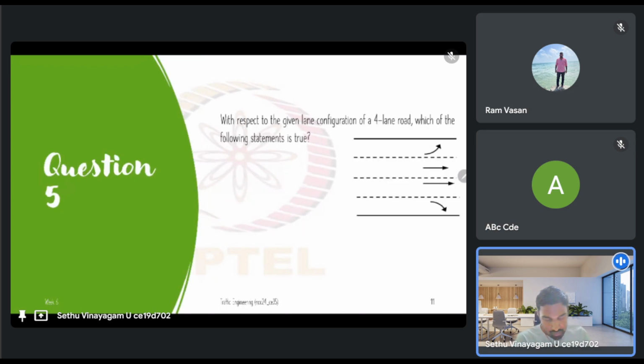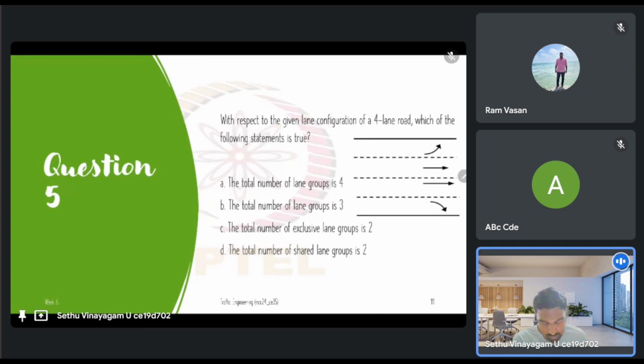Okay, question 5 is, with respect to the given lane configuration of a 4-lane road, which of the following statements is true? Option A is the total number of lane groups is 4. Option B, total number of lane groups is 3. C, total number of exclusive lane groups is 2. And D is the total number of shared lane groups is 2.